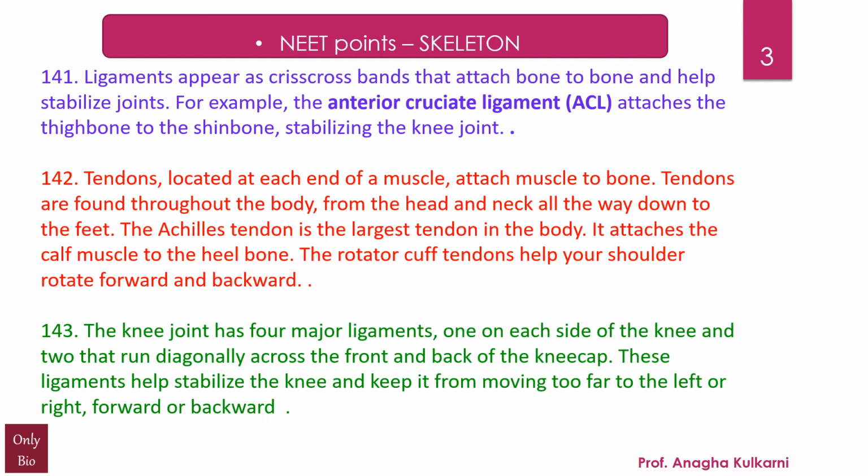Next, the knee joint has four major ligaments, one on each side of the knee and two that run diagonally across the front and back of the kneecap. These ligaments help to stabilize the knee and keep it from moving too far to the left or right, forward or backward.